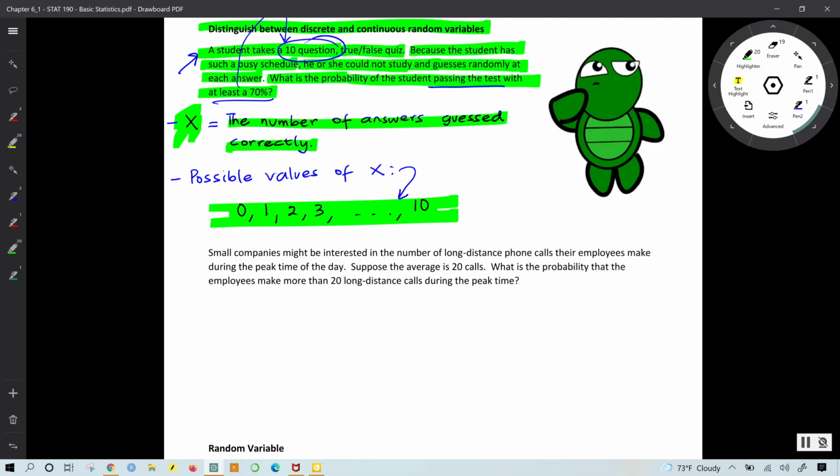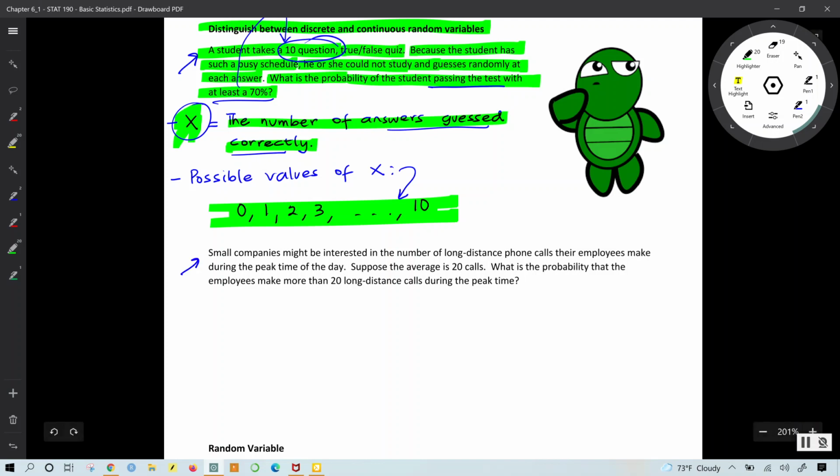Take note, let's say the student actually takes this exam or this quiz. The reality is if the student gets a 7 out of 10, we are saying that we arrived at that 7 because you counted the number of answers guessed correctly. And that will make x a discrete random variable.